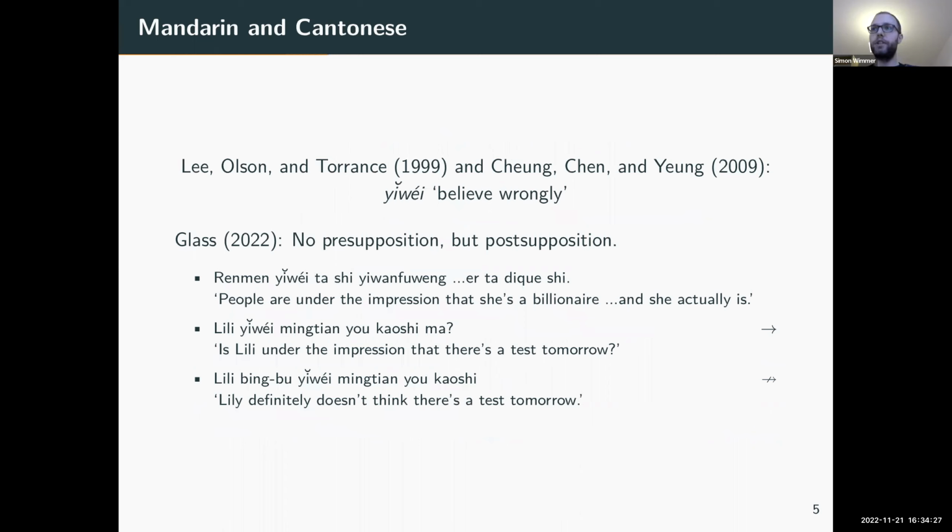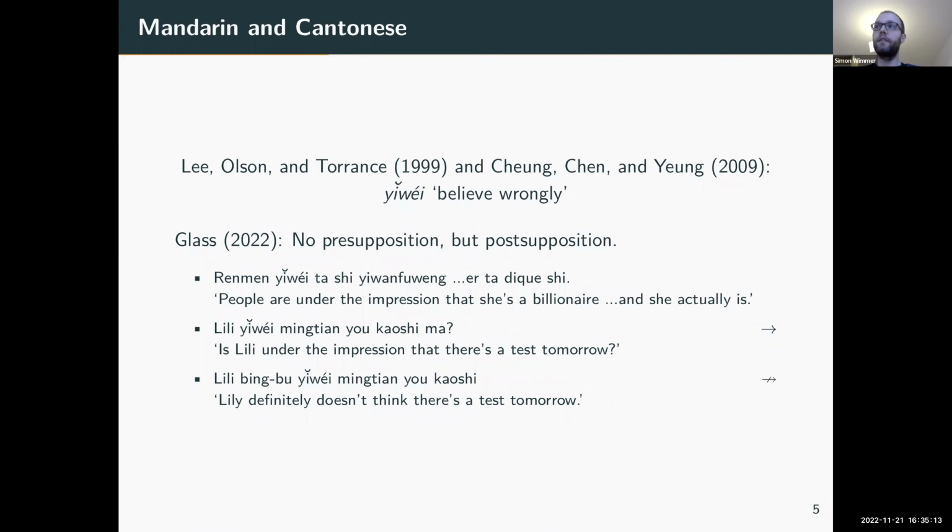Another example already discussed by Richard Halton was noted by a bunch of developmental psychologists, and it's Mandarin and Cantonese hiwei, which is glossed by these developmental psychologists as believed wrongly. Now, that too has been disputed that it is a contrafactive on the grounds that, in fact, hiwei, at least in Mandarin, does not carry a presupposition, but a so-called post-supposition. Leila Glass has argued for this conclusion by the fact that hiwei has a much weaker inference than a contrafactive would have. So for instance, people, Yiwei, that she's a billionaire and she actually is not infelicitous. So the inference to the falsity of the belief that is triggered by Yiwei can be cancelled.